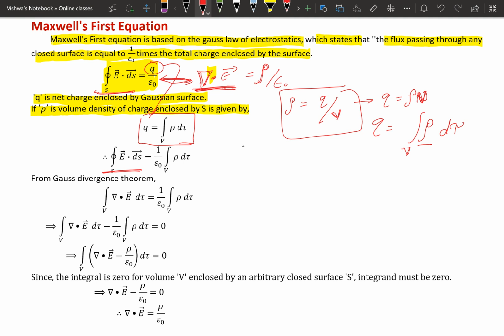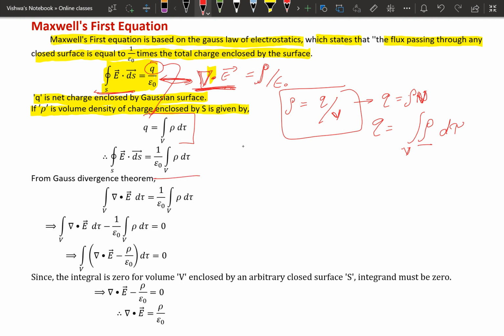For that, using Gaussian divergence theorem, we can convert the surface integral into a volume integral. Along with that, we are going to write the divergence term. So when you convert this into a volume integral, then we can write del dot E d tau. Here this ds is the small surface element, so for the volume integral it becomes d tau. The right hand side remains as it is. So what is the right hand side? 1 by epsilon naught integral of rho d tau.